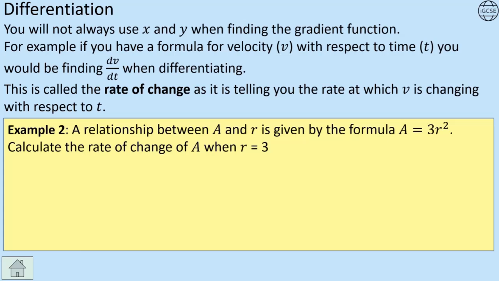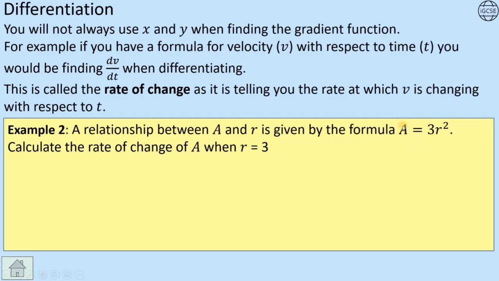All right, let's have a look at another example. Here it's worded a little bit differently, but same concept. The relationship between a and r is given by the formula a is equal to 3r squared, and calculate the rate of change of a when r equals 3. Now again, this could be the area and radius, you would think, thinking about those letters provided, but we're not worried. We're just going to use the same kind of terminology and same process that we did before, but keeping the letters in mind.